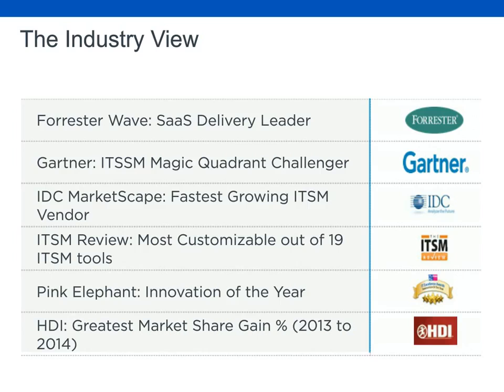And then market share gain as far as mind share in year-over-year HDI salary and support survey data. We've seen Cherwell be the tool leveraged by more and more organizations based on the feedback you provide to HDI in that annual survey. So we go to the next slide.